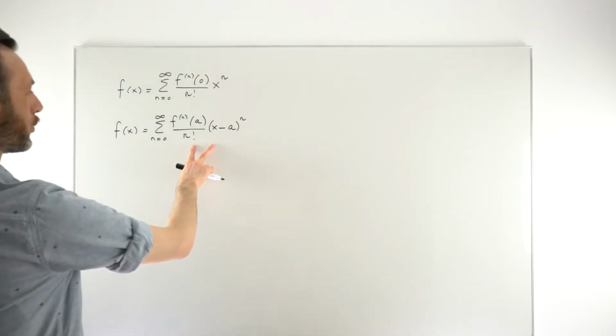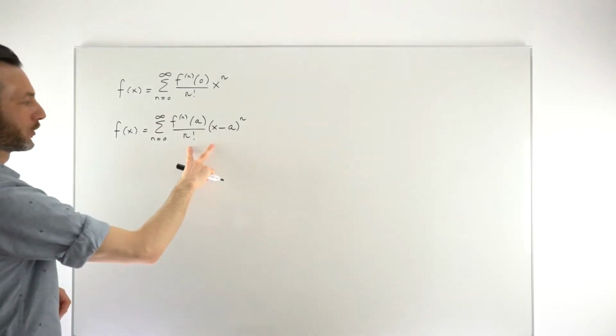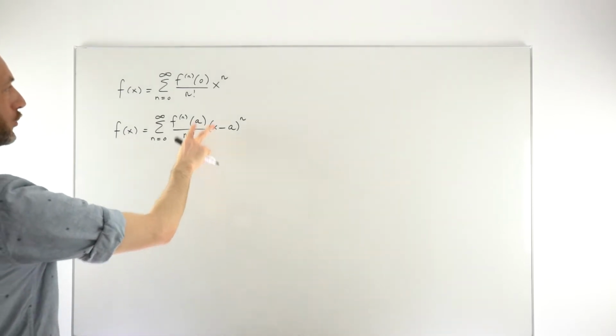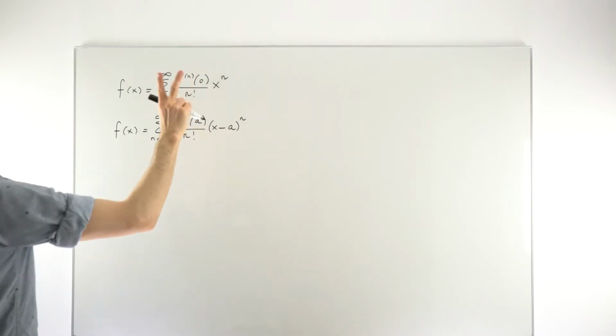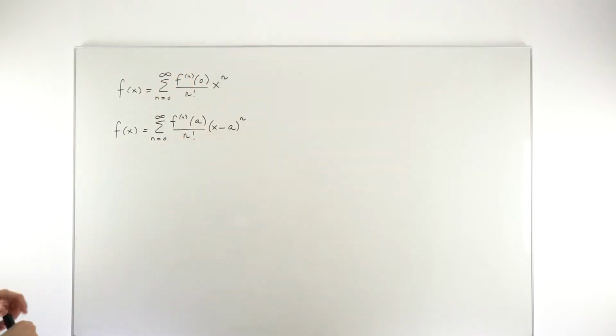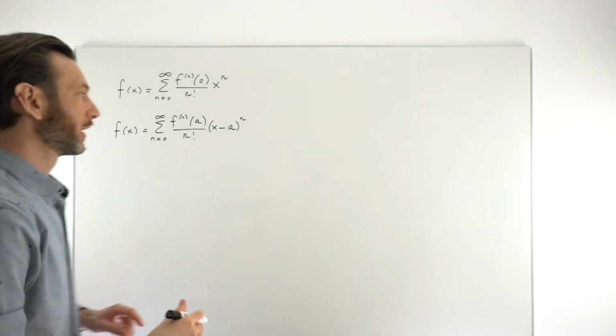So that's the general form. It's important to memorize that form. You should know both of these forms: the Maclaurin, and then the more general form, the Taylor series. What we're going to do is take a look at a couple of examples.